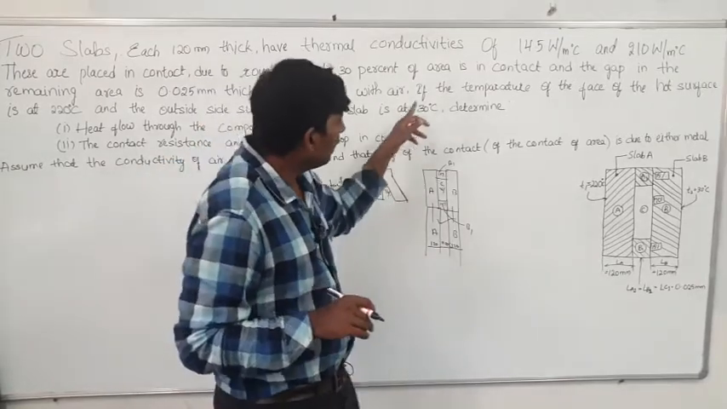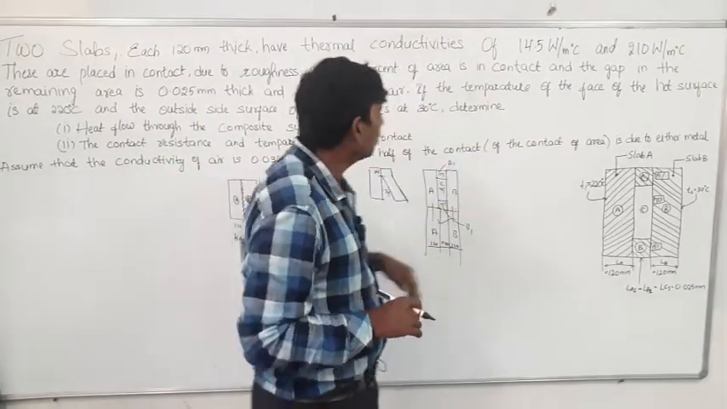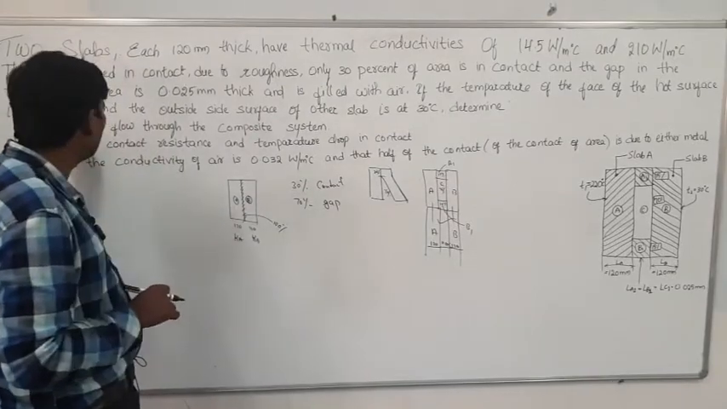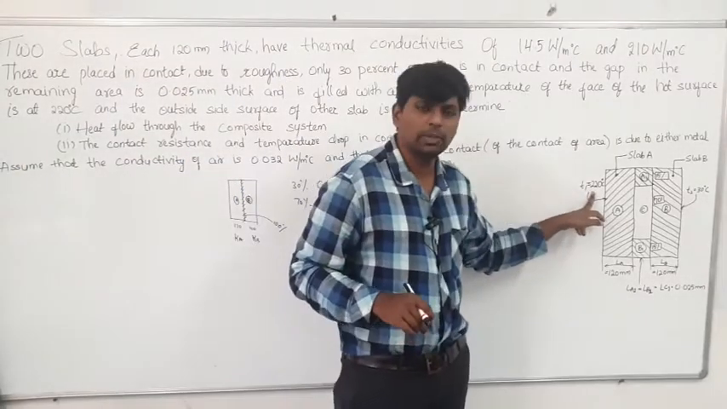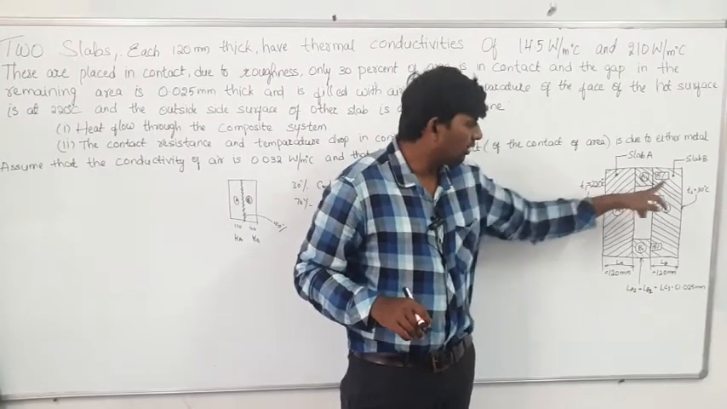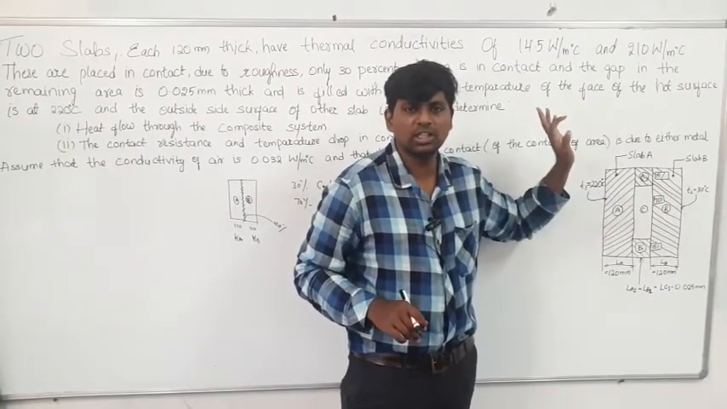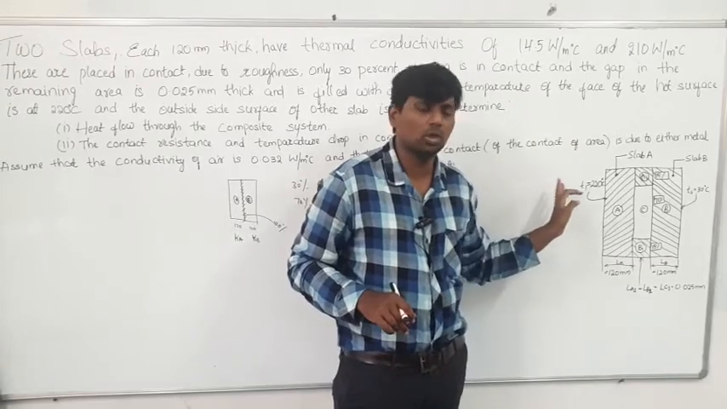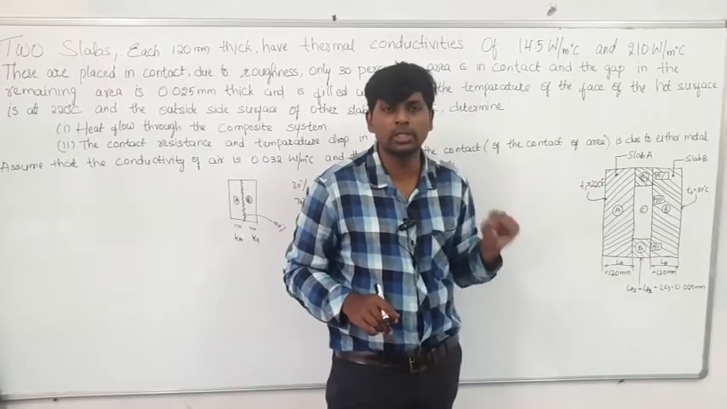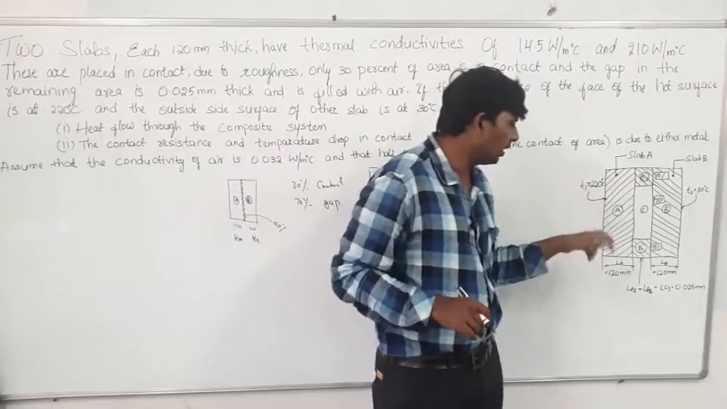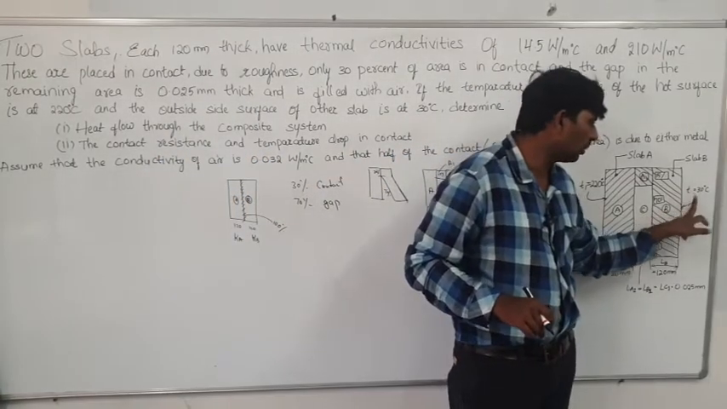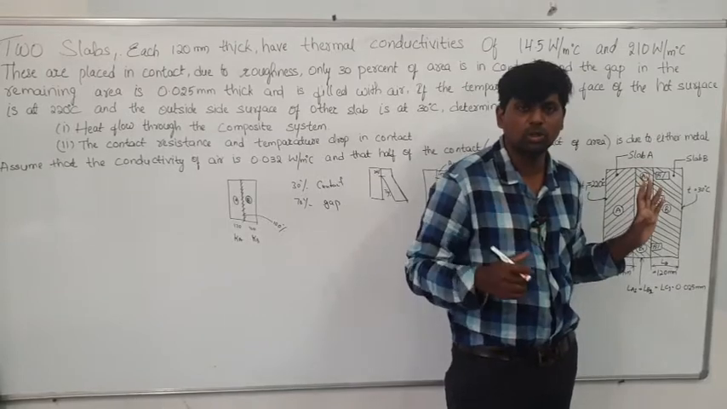The temperature of the face of the hot surface is 220 and the outside surface temperature is 30 degrees. Here the temperature is 220 and that temperature is 30 degrees. So what you have to do? The first temperature you take as T1, the second temperature you don't know, let it be 30 degrees. You have to find out how many components are there.